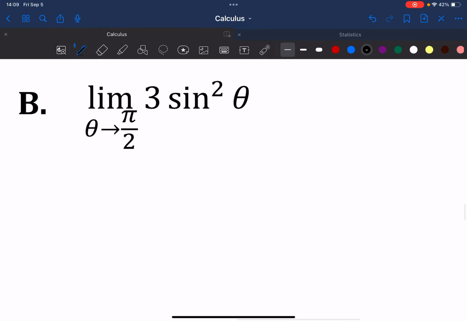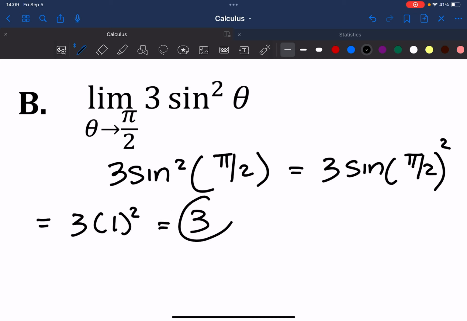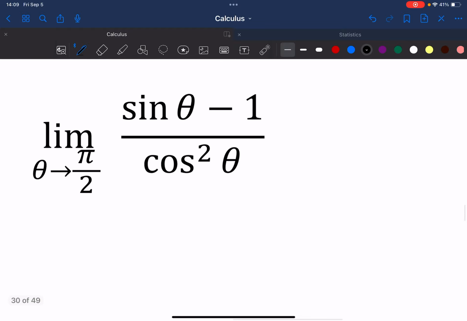Here I'm plugging in theta. So I have 3 sine squared pi over 2, which I can write as 3 times sine pi over 2 squared. So this is 3 times 1 squared, which is 3. Okay, so in those cases, direct substitution worked. Now let's look at this one here and try direct substitution again.